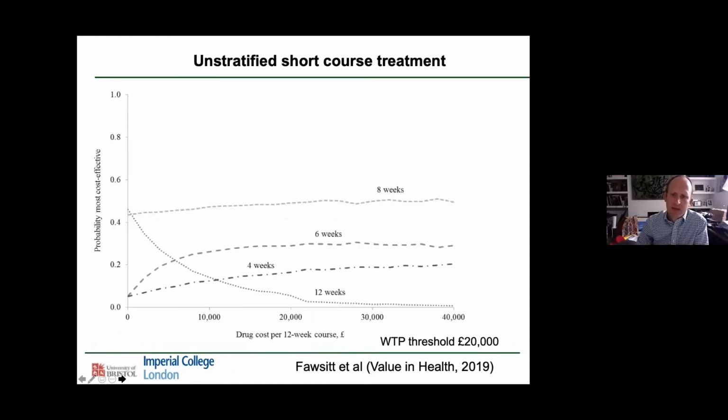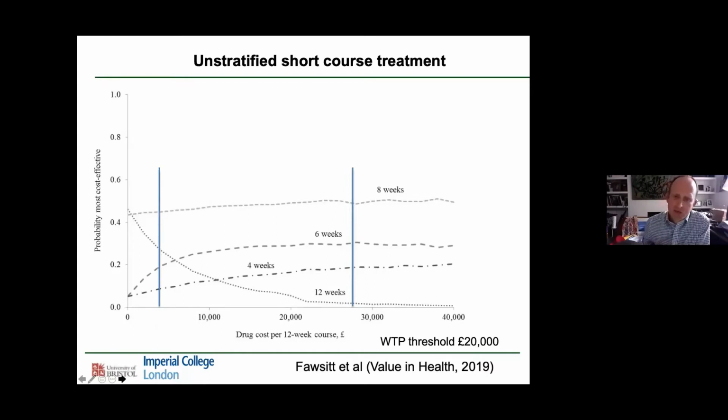And clearly that is affected by the price of drugs, and that's changed quite a lot. But when these drugs were first introduced and the price was probably somewhere here, we can see that we can model these strategies, and the 8-week strategy in this kind of approach was most likely to be the most cost-effective compared to 6 weeks or 4 weeks. And that holds true even as prices fall.